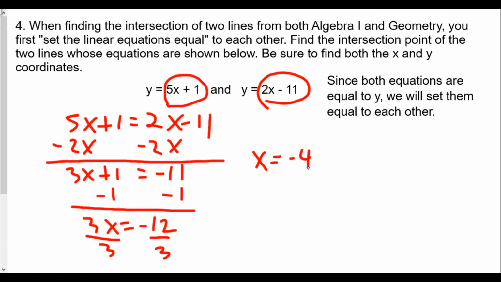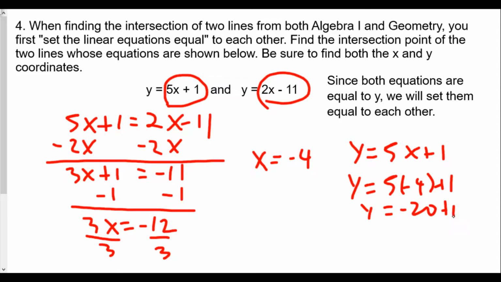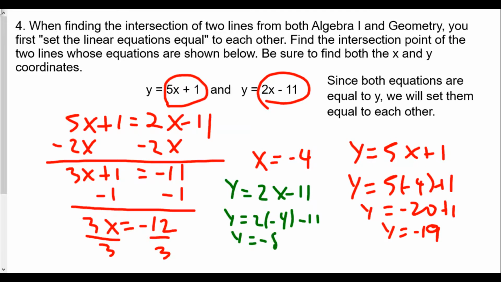Now, what we want to do now is solve by plugging in to find the value of y. And we can choose either one, so I'm going to choose, in this case, y equals 5x plus 1. Here, y equals 5 times negative 4 plus 1. We get y is equal to negative 20 plus 1, or y equals negative 19. Now, just to make sure, I'm going to use the other equation as well. So y equals 2x minus 11, y equals 2 times negative 4 minus 11, y equals negative 8 minus 11, y equals negative 19. So they both work out to the same value.